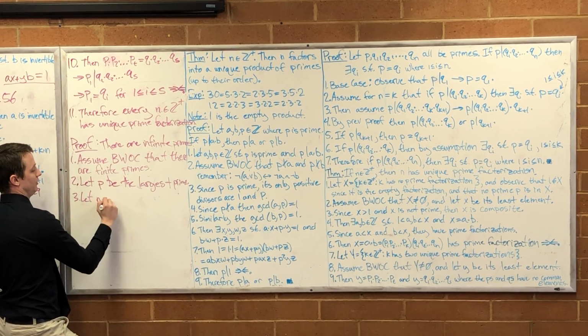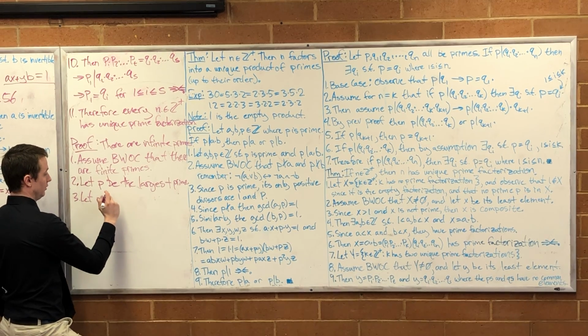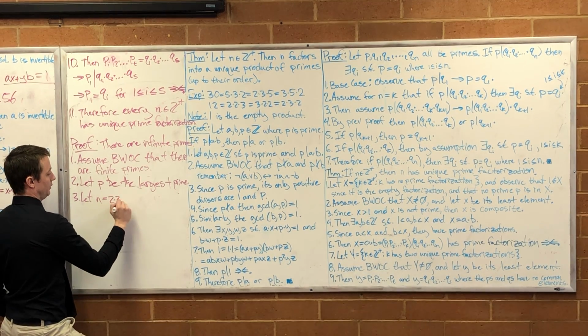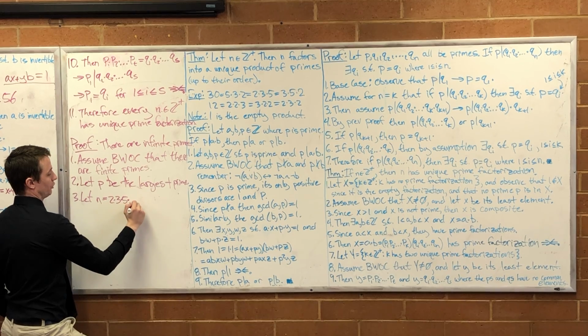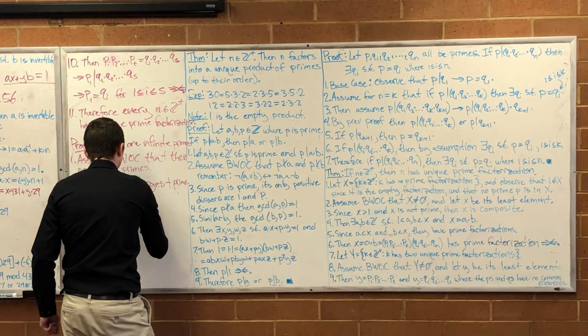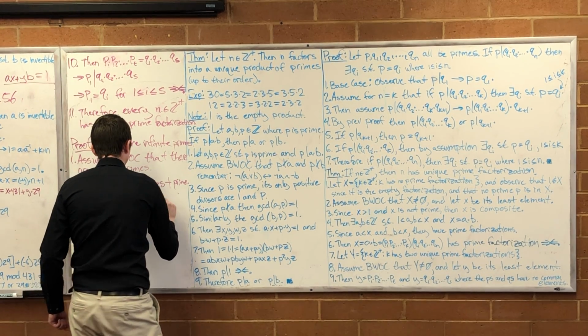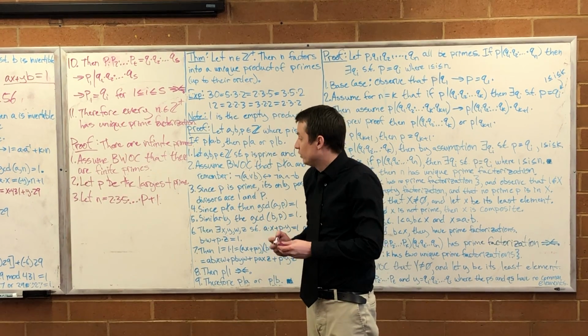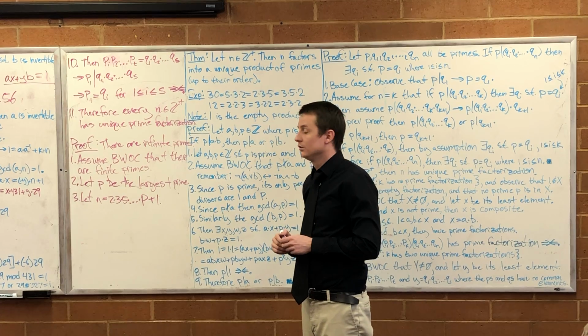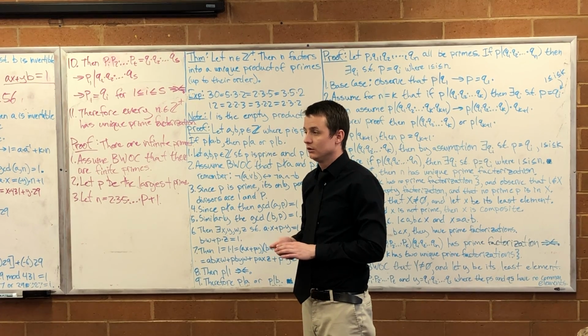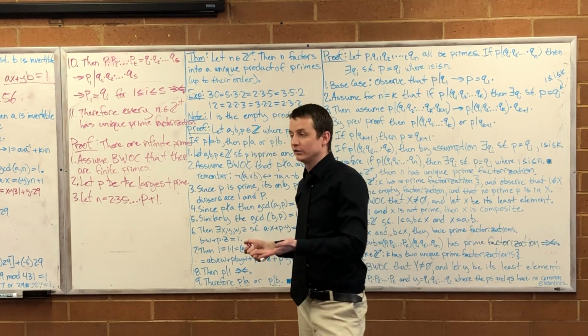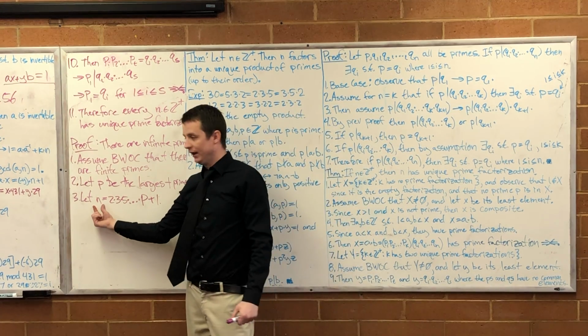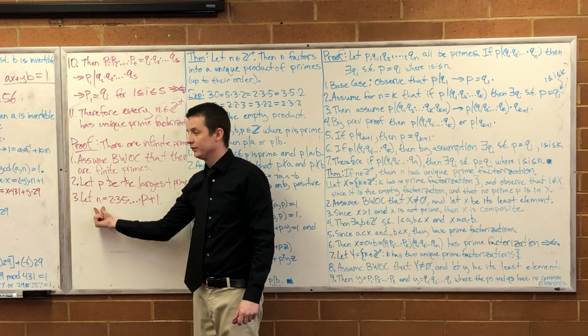Let n equal 2 times 3 times 5 times, we're just saying the product of all the primes up to p, plus 1. Question, is n prime? Or better question, what are the prime factors of n? Is 2 a factor of n?